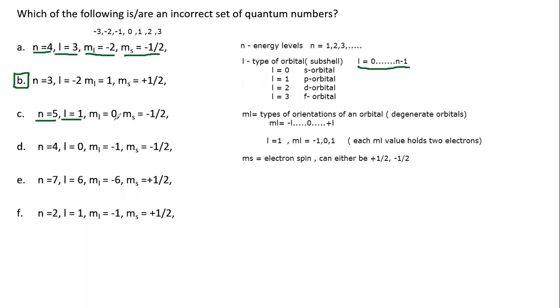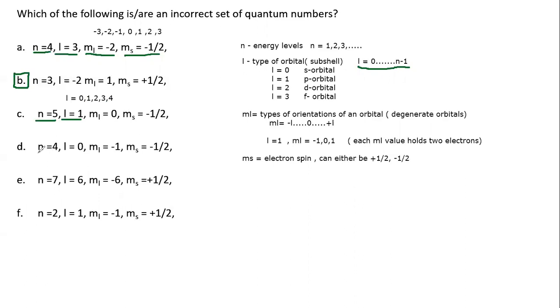Can n sub L be 0? The answer is yes, because for the L values, we have 0, 1, 2, 3, and 4. So since L can be 0 for the fifth energy level, we can have an m sub L of 0. And then we have an m sub s of negative a half. That is fine. So C is a valid set of quantum numbers.